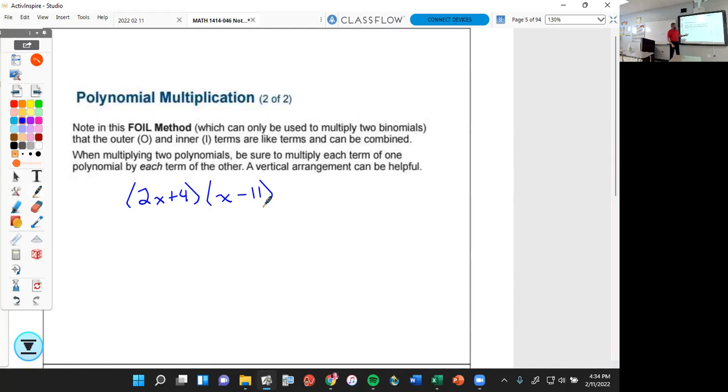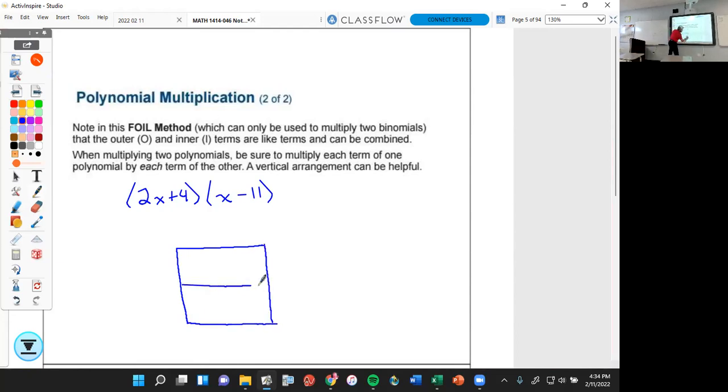What I can do is take either polynomial, and it doesn't matter which one, and we're going to make a 2 by 2 box because this is 2 terms times 2 terms. So because I have 2 terms times 2 terms, I'm going to draw a 2 by 2 box big enough that I can write inside this box. And then I'm going to put one of the binomials on top, and I'll put the other binomial on the left side. It doesn't matter which one you put where. So I'll put 2x here, and I'll put 4 here, so that's across the top, and I'll take the x and the -11 on the side.